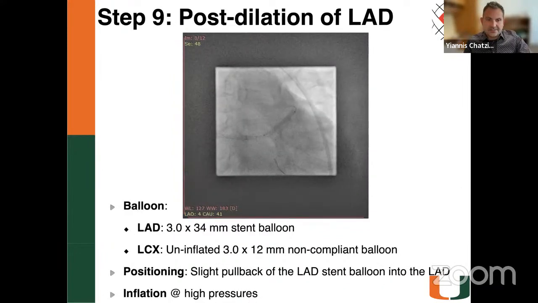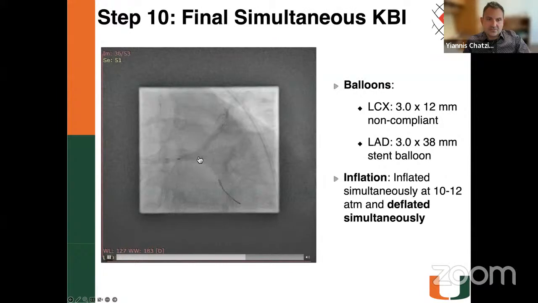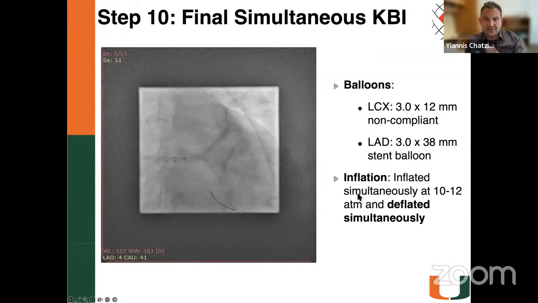As we deploy the stent, we then pull the stent balloon back into the left main, and we do another inflation to optimize better the ostium of the LAD. And then finally, we inflate both balloons, the balloon that was stationed in the circumflex and the stent balloon in the LAD, at relatively low pressures, at 10 atmospheres, just to make sure that we restore the metallic neocarina in the middle, and then we deflate simultaneously both balloons.